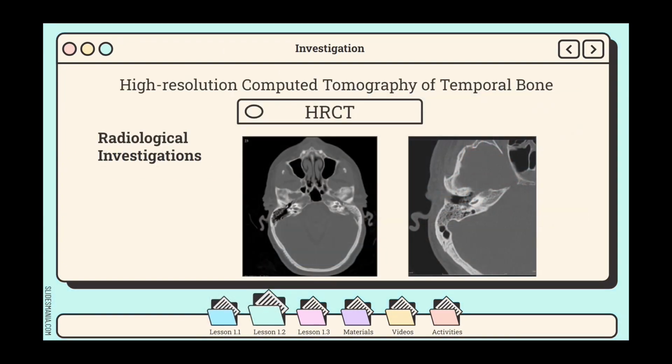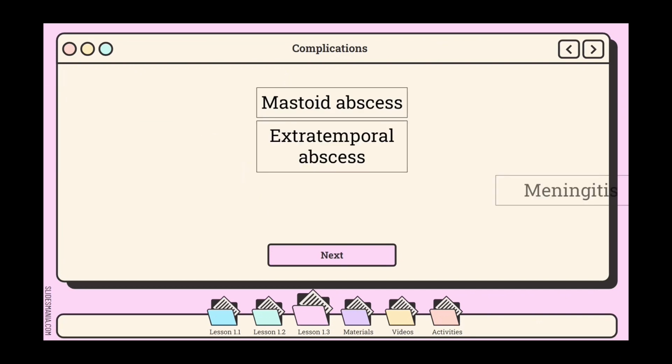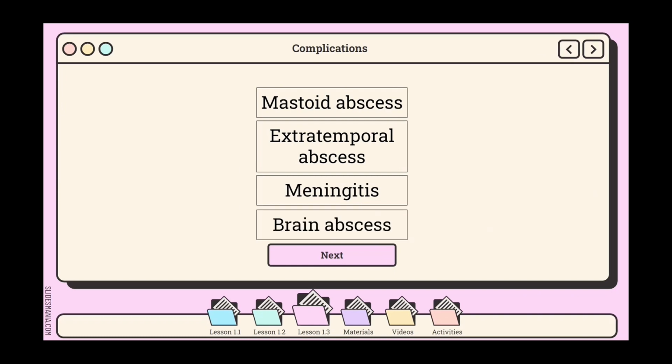For radiological investigation, we use high-resolution computed tomography of the temporal bone, which is HRCT, as labyrinthitis is a potential complication of acute mastoiditis, which causes damage to the middle ear and inner ear. So we can observe in the radiological examination there is opacity of the mastoid. For the complications of acute labyrinthitis, it can cause mastoid abscess, extratemporal abscess, meningitis, and brain abscess.